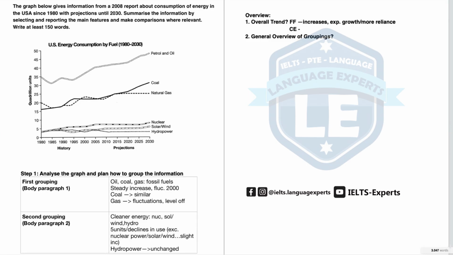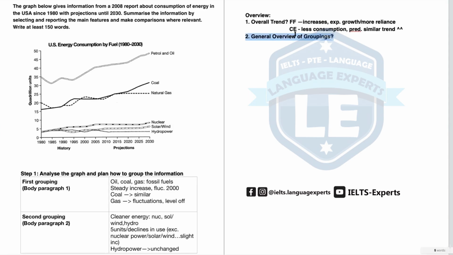Cleaner sources of energy do have less consumption, but they do have predictions for a similar trend to what we see here with fossil fuels. So they do have similar trends, but you see the only difference really is that they account for less consumption. All right, so in this case, we're going to use the overall trend. When it comes to our general overview of groupings, you see how they are similar.